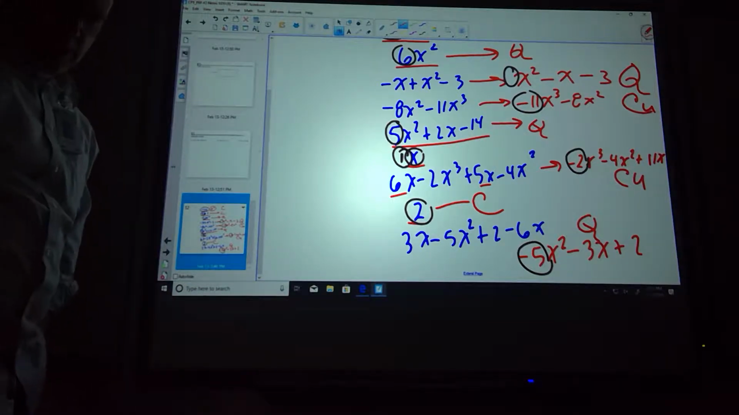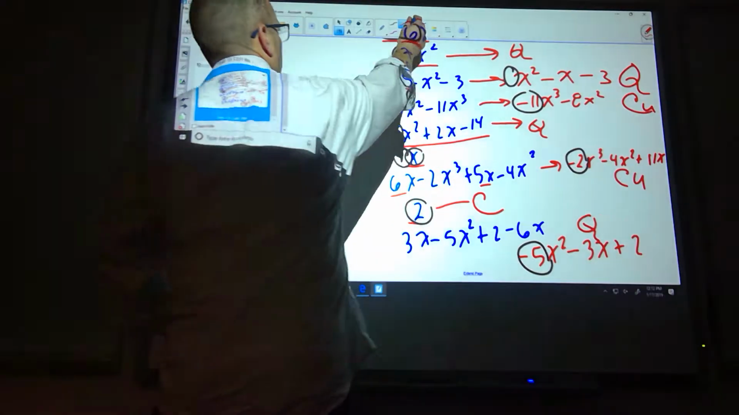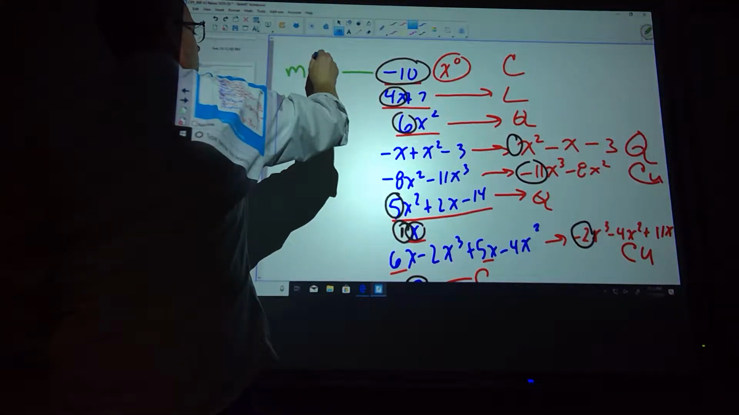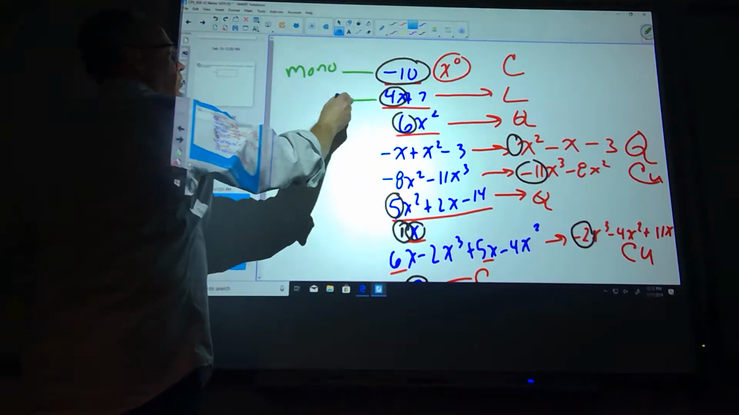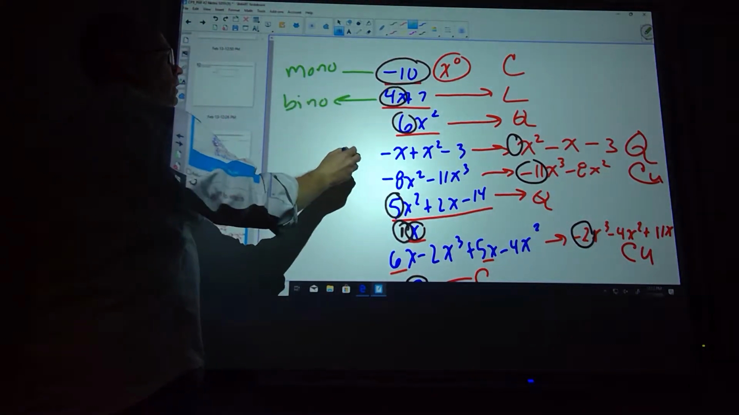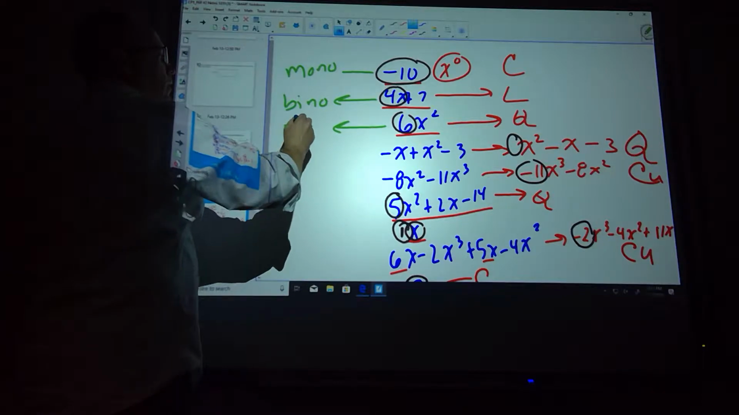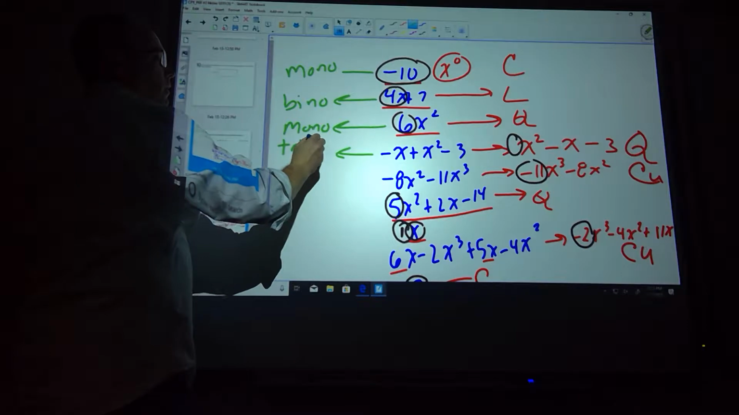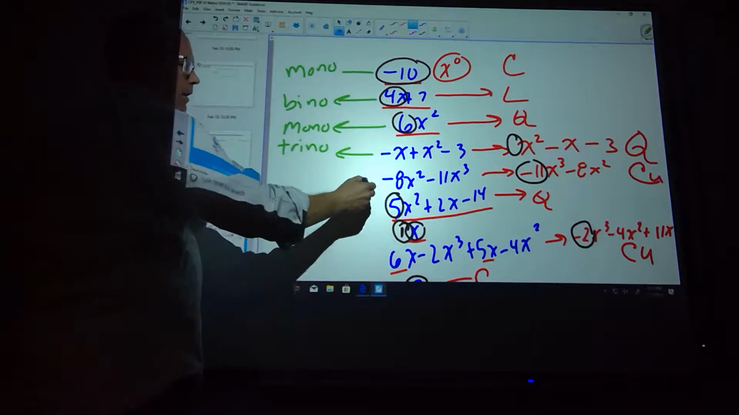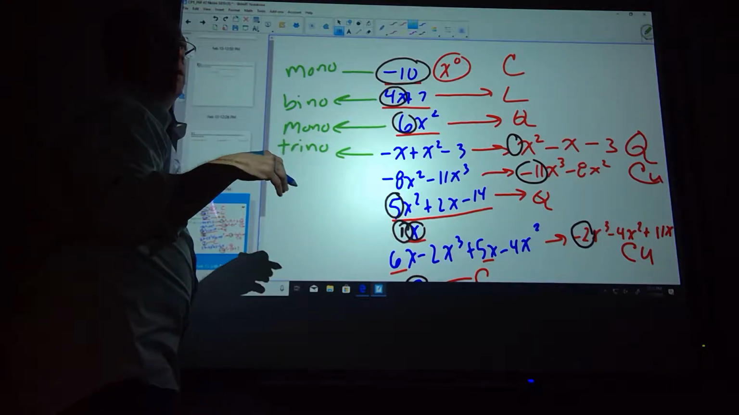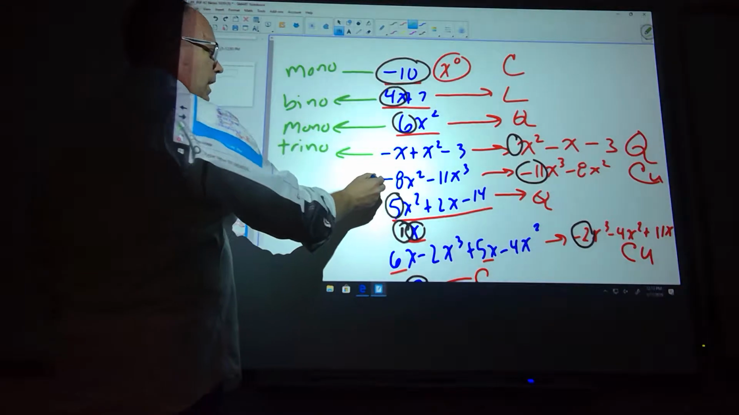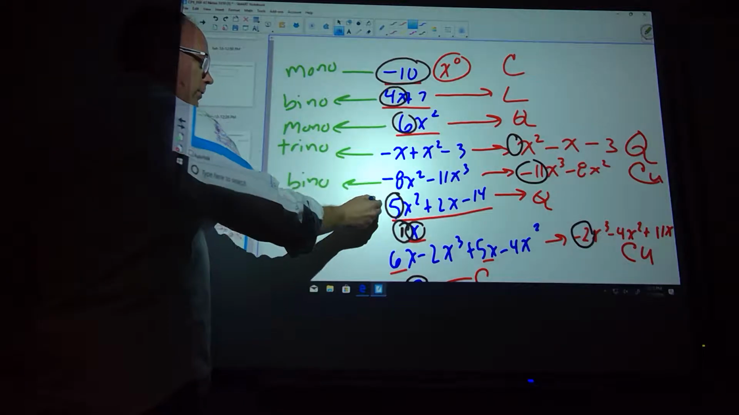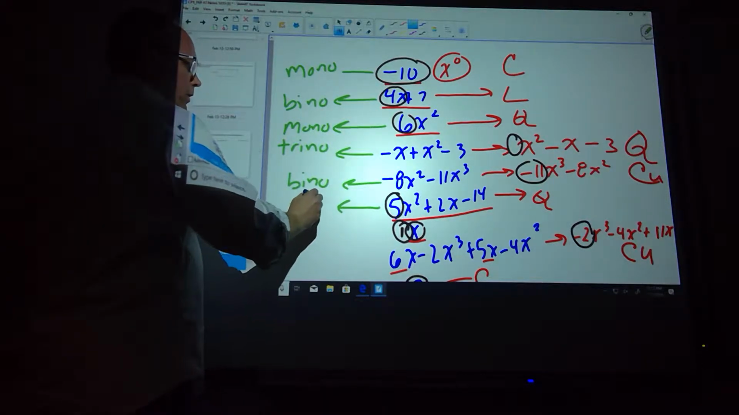Okay? And then name by the number of terms. All right, we'll do that in green. Name by the number of terms. That's a monomial. I'll just abbreviate it. There's two terms there. That's a binomial. That's a monomial. There's one term. There's three terms, so it's a trinomial. And I'm just abbreviating it. And if you abbreviate on a test, guess what? I totally know what you mean. That's a binomial because there's two terms. There's three terms there, so that's a trinomial.